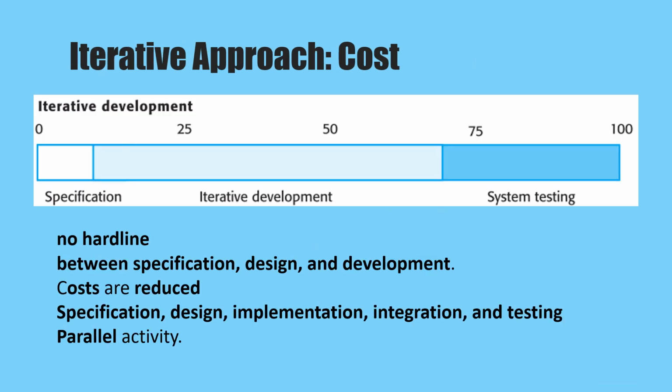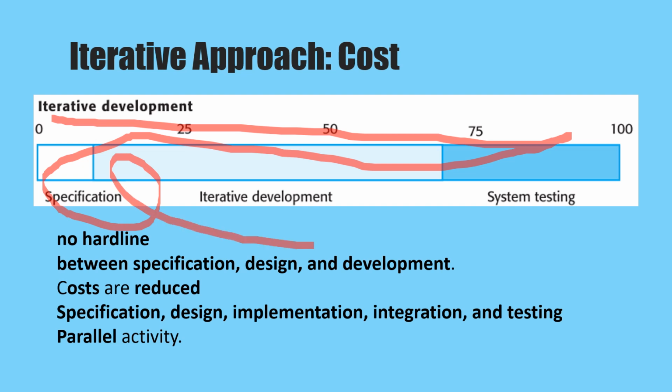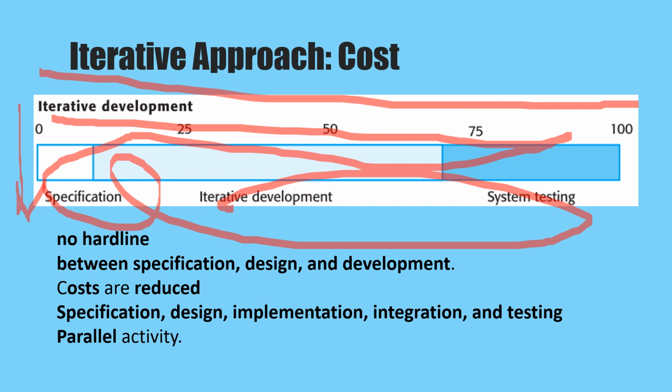Iterative approach cost. If the software is developed using an iterative approach, there is no hard line between specification and design and development. Specification costs are reduced because only a high-level specification is produced before development in this approach. Specification, design, implementation, integration, and testing can be carried out in parallel within the development activities.